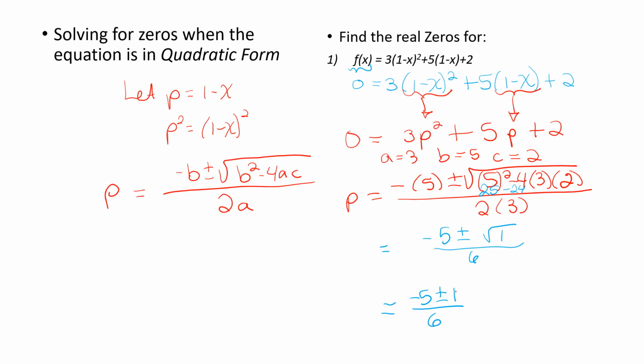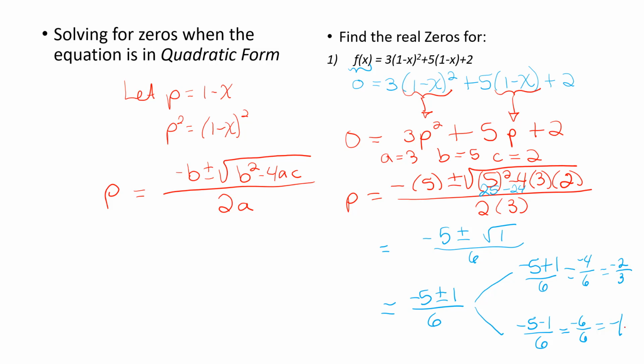At this point, we can actually separate this into two problems, one for the plus and one for the minus. So we have negative 5 plus 1 over 6, and we have negative 5 minus 1 over 6. On the first one, negative 5 plus 1 is negative 4 over 6, which reduces to negative 2/3. Always reduce if you can. On the second one, negative 5 minus 1 is negative 6 over 6, which becomes negative 1. So those are the two values for P.